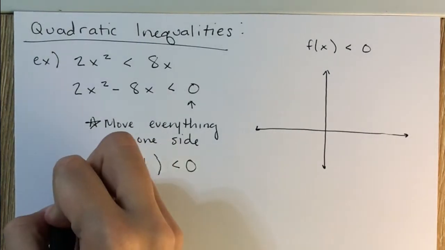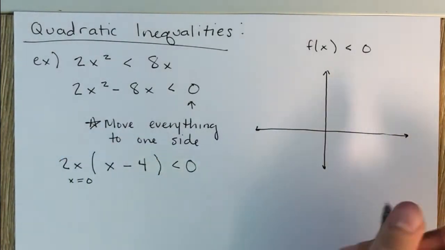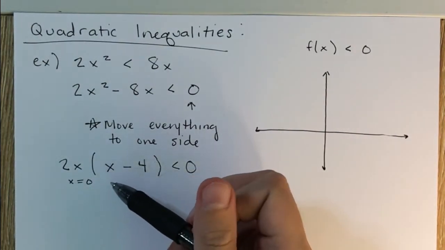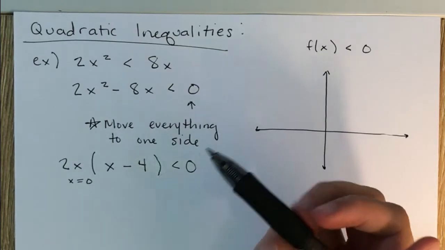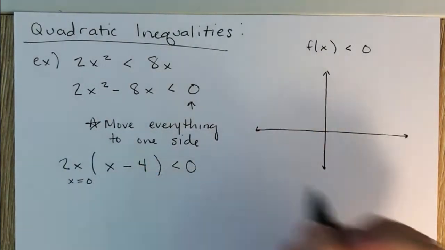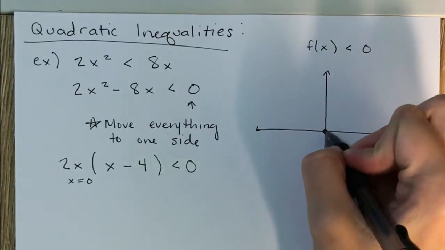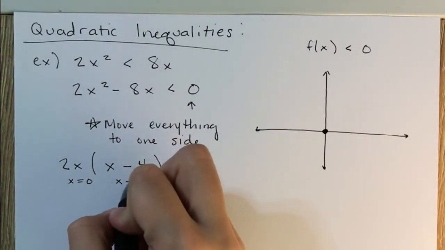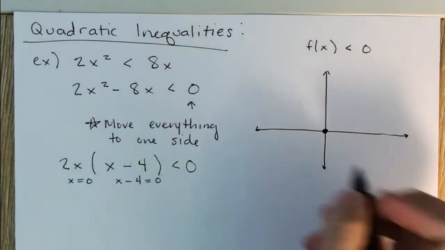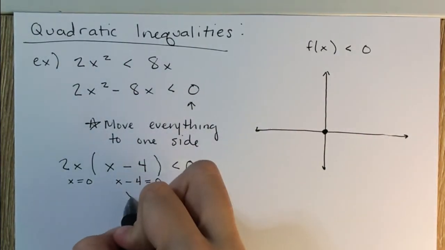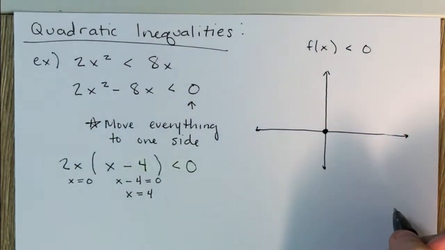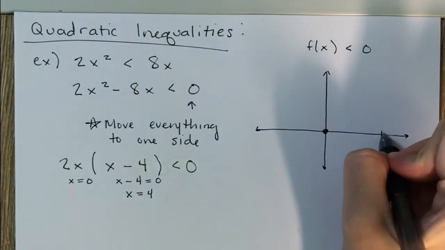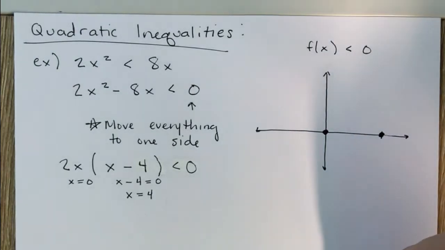When is x 0? Well, it's kind of a trick question, right? x is 0 when x is 0. So x equals 0 is an x-intercept. When is x minus 4 0? x minus 4 is equal to 0 when x equals 4. So we've got an intercept at x equals 4.